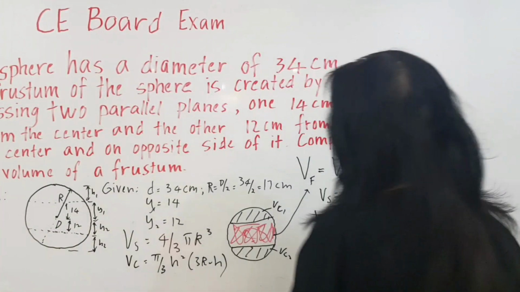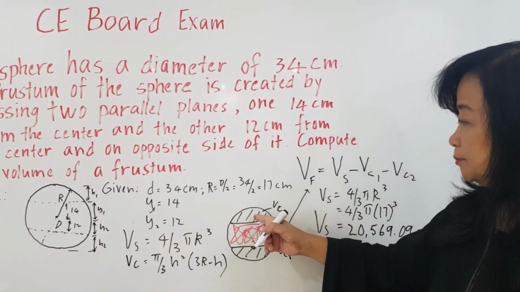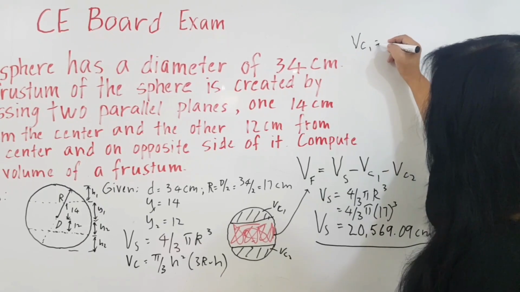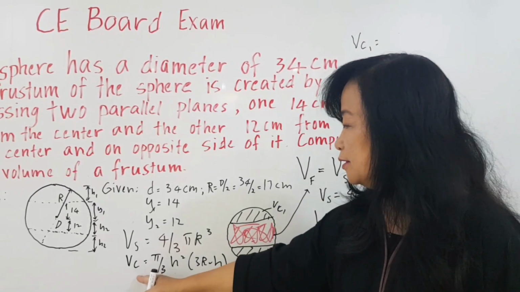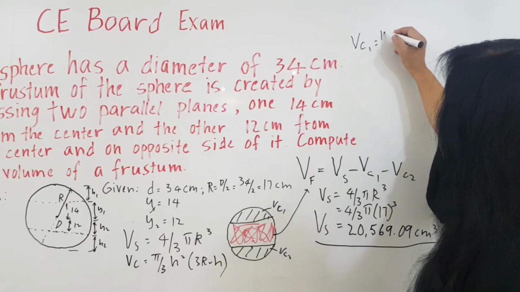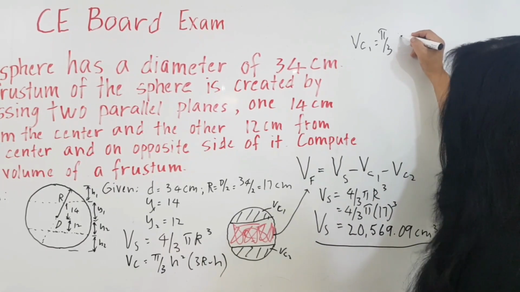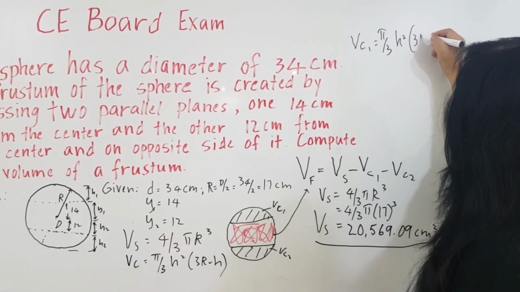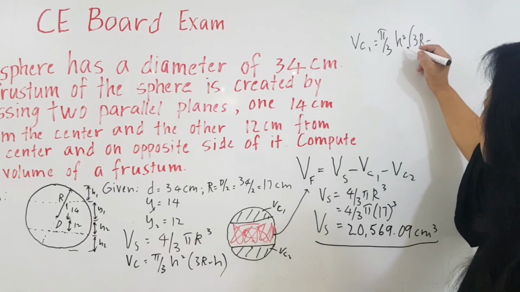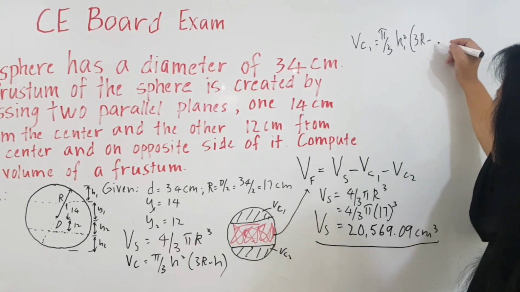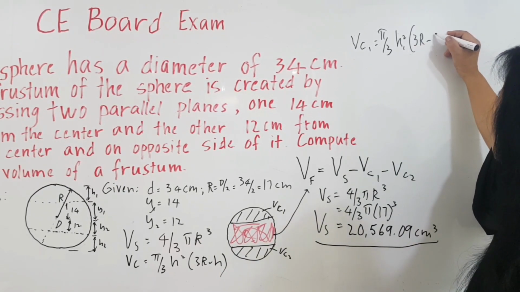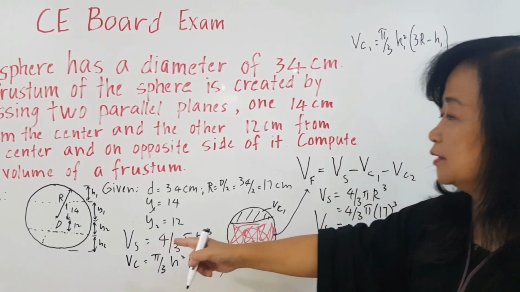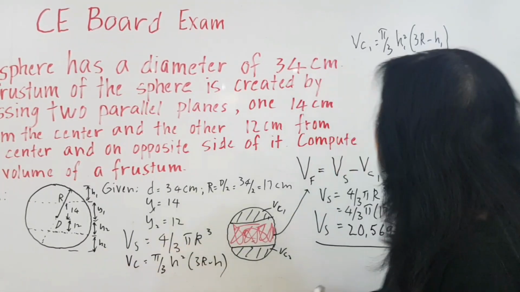So if we will solve the volume of the spherical cup 1, VC1, using this formula for the spherical cup, pi over 3 h squared times 3 times the radius of the sphere minus h. We will designate this one as h1 for spherical cup 1, and h2 is for spherical cup number 2.